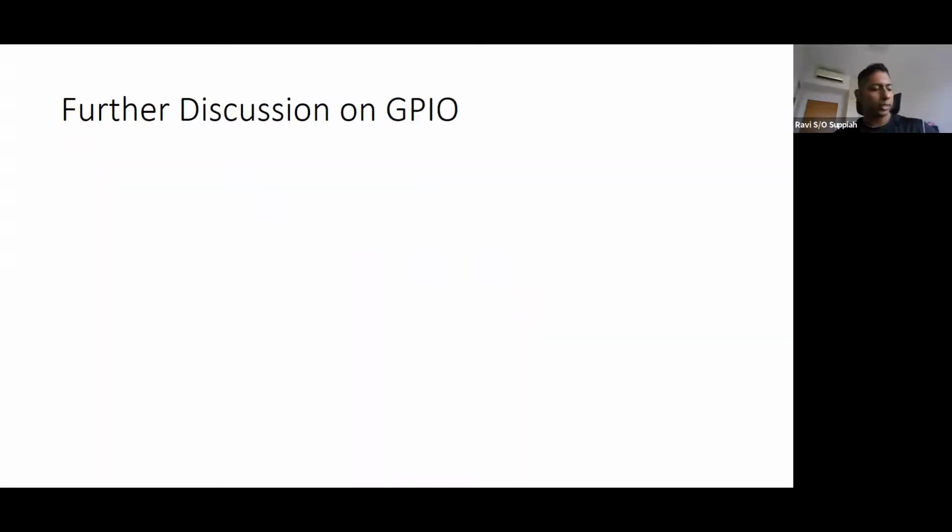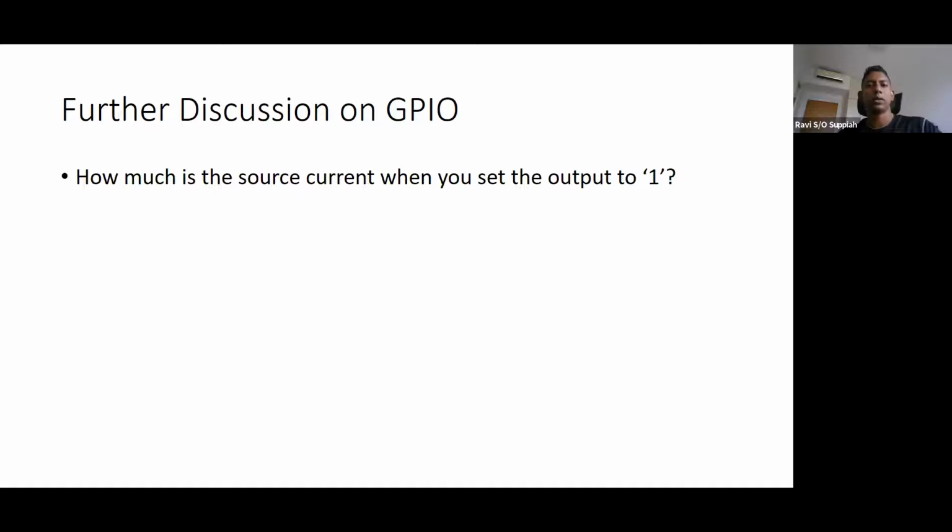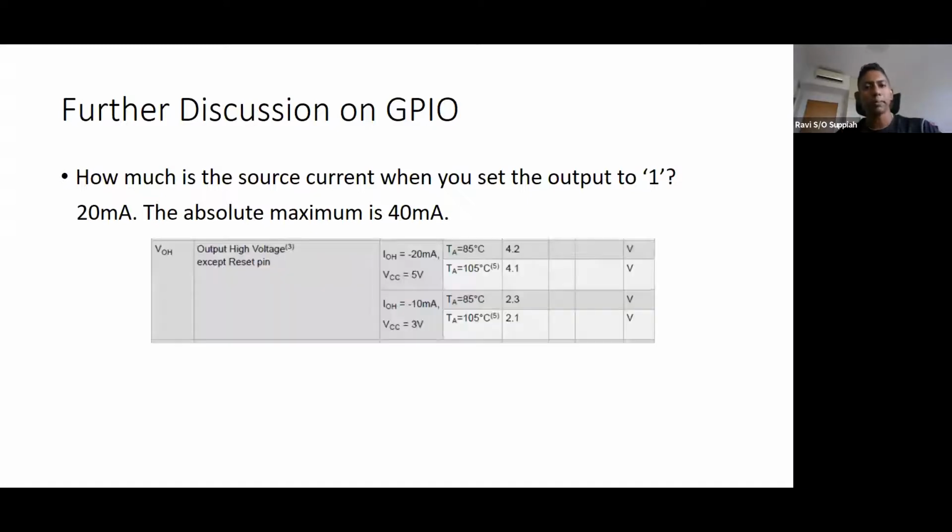Okay, so some further discussion on GPIO concepts. So what is the source current? Just now we looked at the sinking current. So what is the source current? That means in our studio when we were driving the LEDs and so on, what was the amount of current that was actually coming out? All right, so 20 milliampere, again, absolute maximum is 40 milliampere. So you can push up to 40 milliampere, depending on certain configurations.